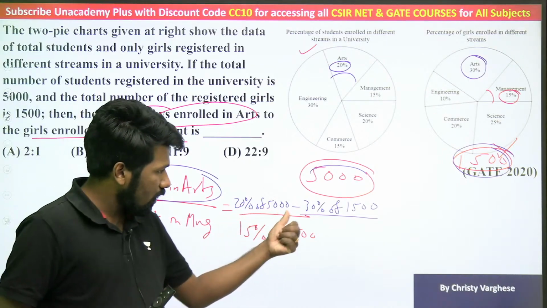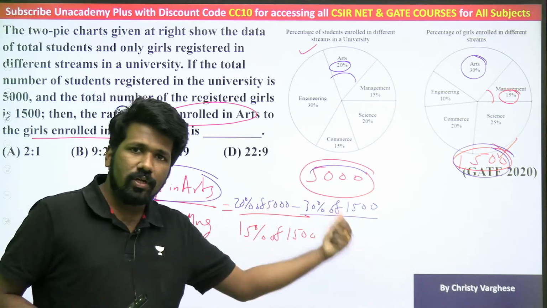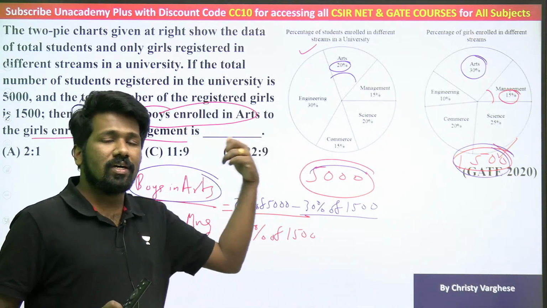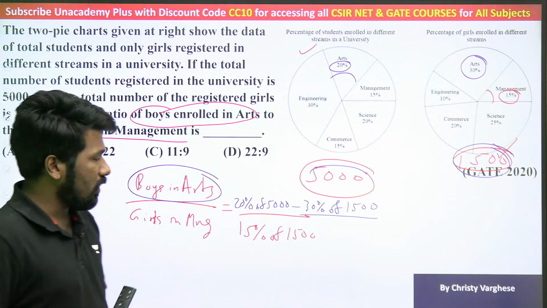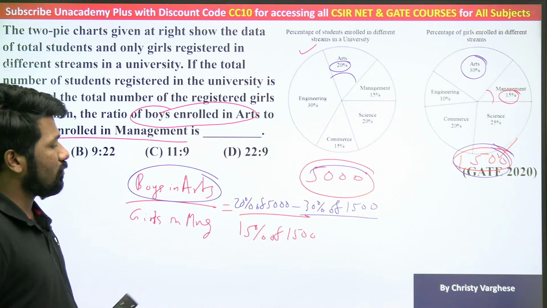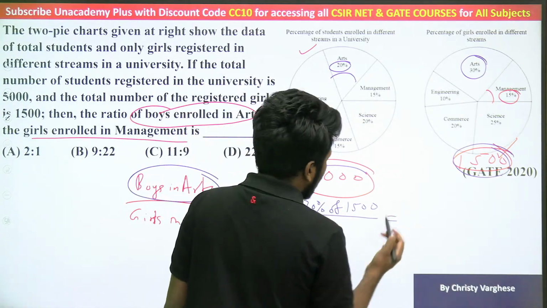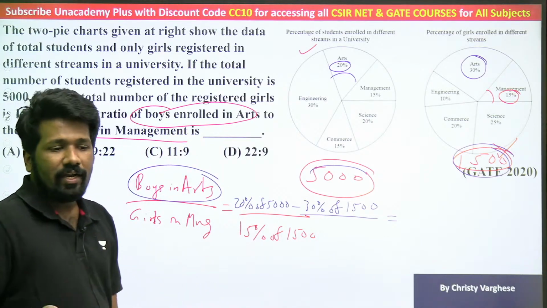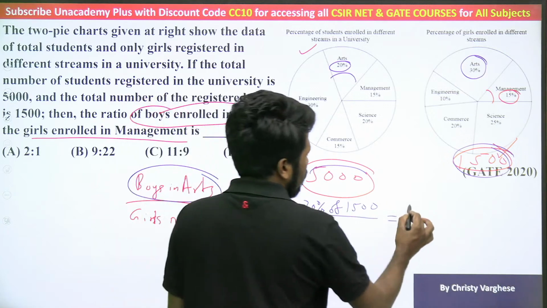Total art students minus girls in art students, so you can find boys in arts, and divide by girls in management. Did you all understand? Now it is all about calculation. 20% of 5,000, you can calculate with mental arithmetic. 10% of 5,000 is 500, so 20% will be 500 plus 500, which is 1,000.